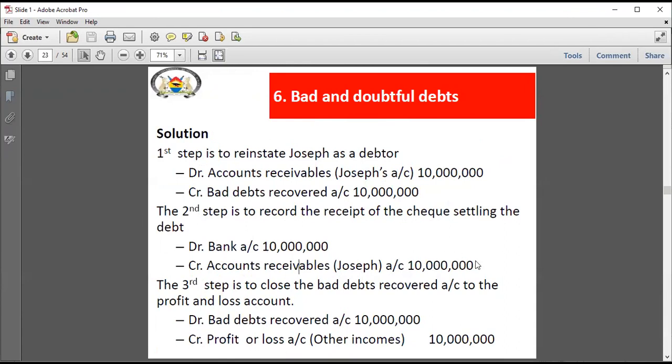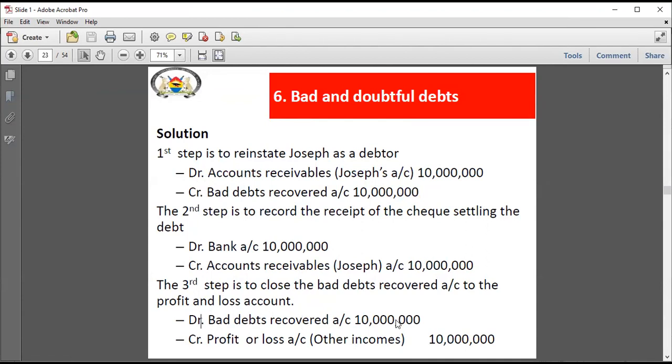So this account exists. Then we have the third step, which is to close the bad debts recovered account to the P&L. We close off the bad debts recovered account to the P&L. Here they are telling us we debit our bad debts recovered account with 10 million. The reason why we are doing that is because at reinstating, we credited our bad debts recovered with 10 million. So at the point when we are closing off this account, we have to debit it.